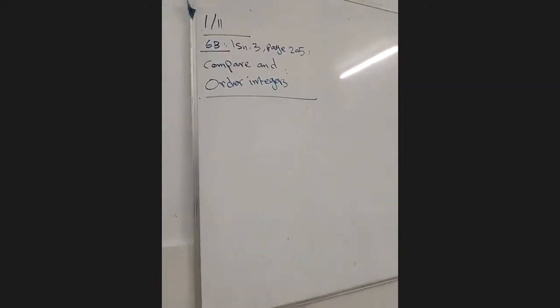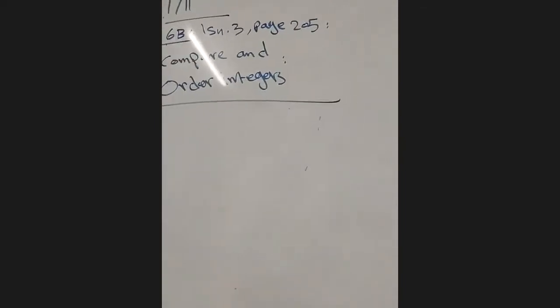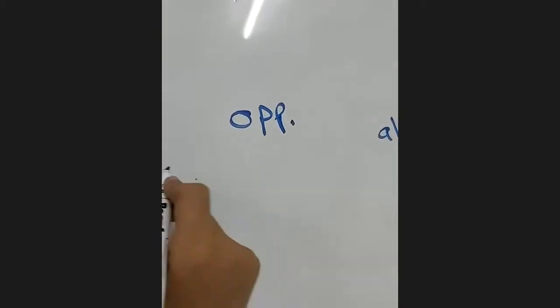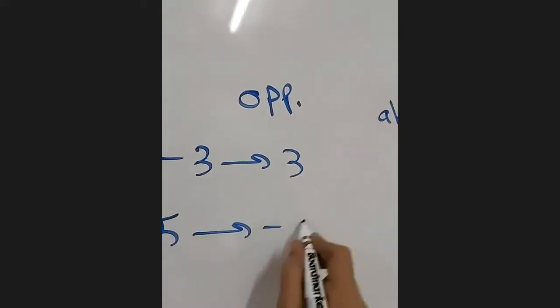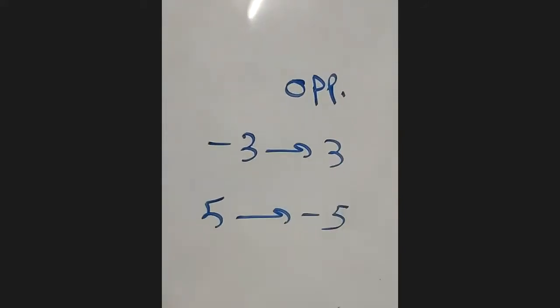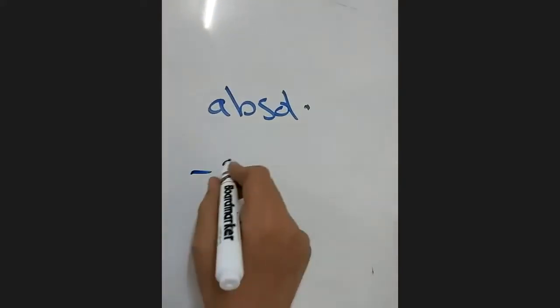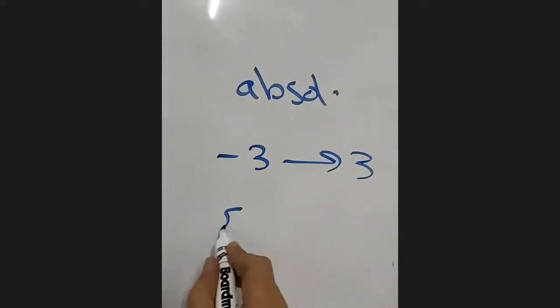Okay, guys, our lesson is page 205, compare and order integers, lesson 3. Now, let's remember what we learned about opposites and absolute values. We said to find the opposite, we just change the sign of the number. So the opposite of negative 3 is 3, and the opposite of 5 is negative 5. And the absolute value is the distance, and the distance always gives a positive value. So the absolute value of negative 3 is 3, and the absolute value of 5 is still 5.